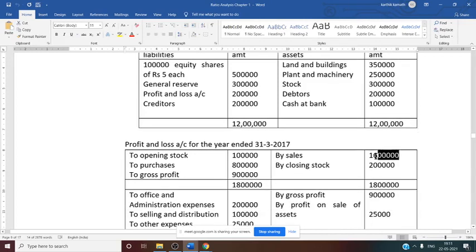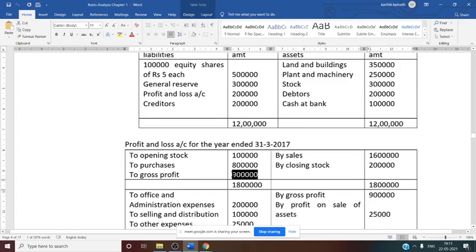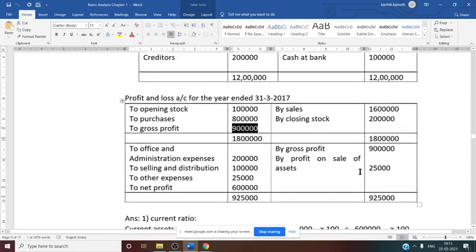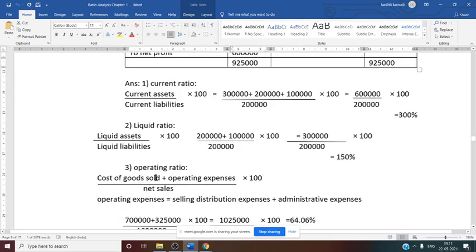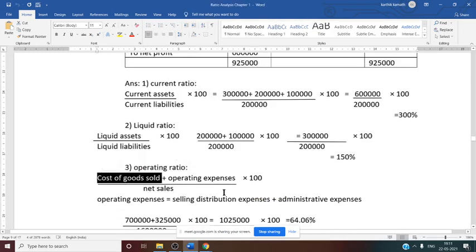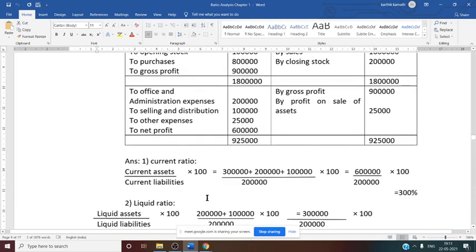Sale information is given on the credit side of the P&L account, 16 lakh. And gross profit information is given on the debit side of the P&L, that is 9 lakh. 16 minus 9 lakh, you will get 7 lakh. So we got cost of goods sold as 7 lakh. Next, operating expenses we want. So how to get the operating expenses?